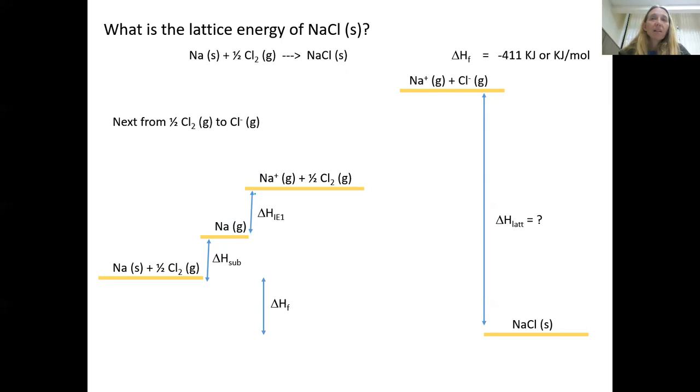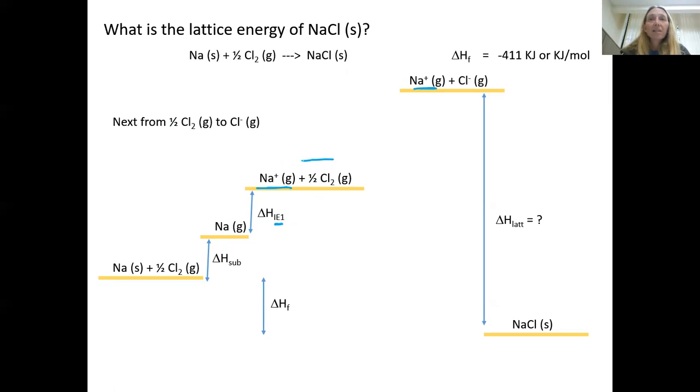Next, I'm going to remove an electron. So I have my ionization energy. And I've just removed one, so ionization energy 1. And I'm left with sodium plus gas plus chlorine Cl2. So my next step, right? The sodium gas matches that, so I'm good. I've already converted that.